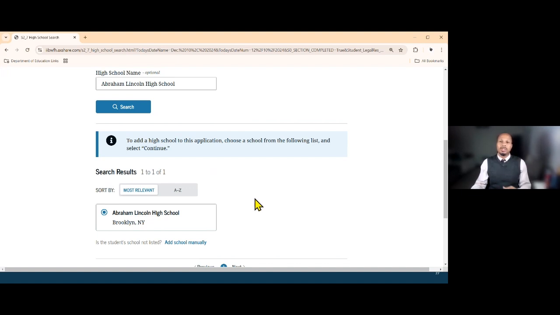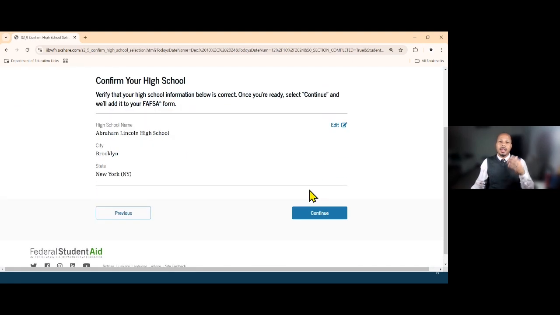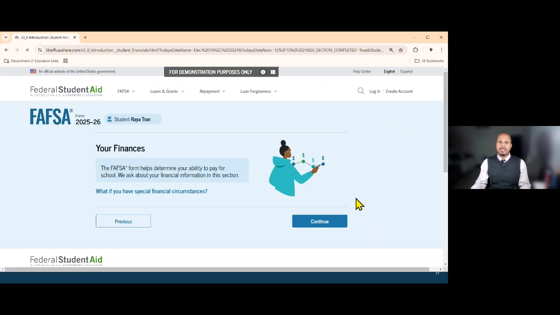We'll look the school up. We either add it to the list or we'll adjust the high school accordingly. Then we hit continue, and then we're able to confirm the information that we have just placed in the previous screen as it pertains to high school. Go ahead and hit continue.